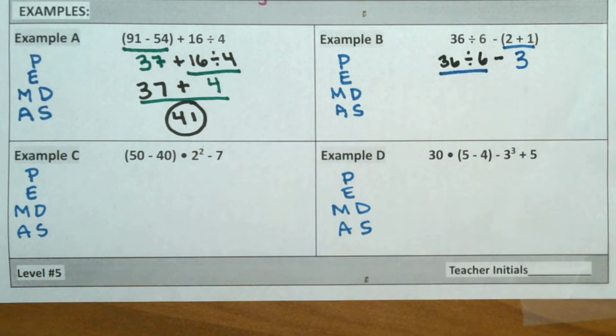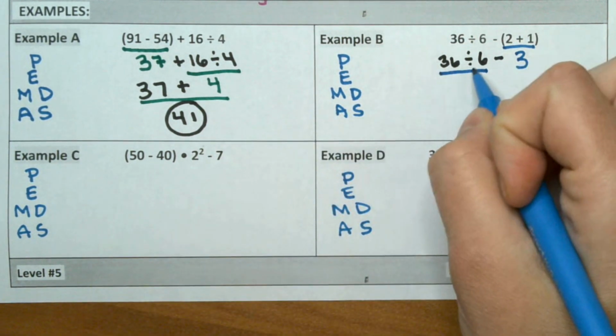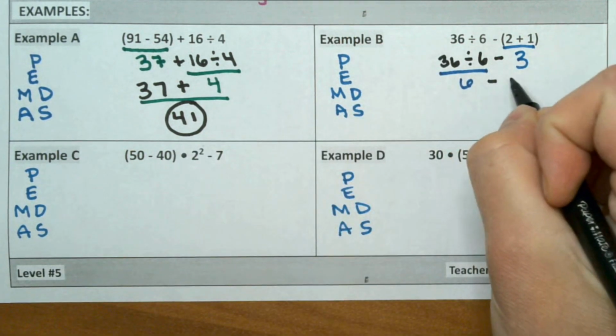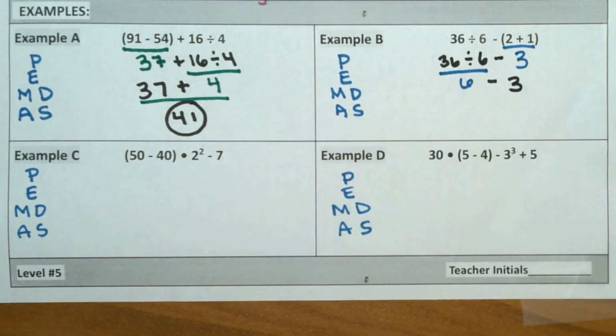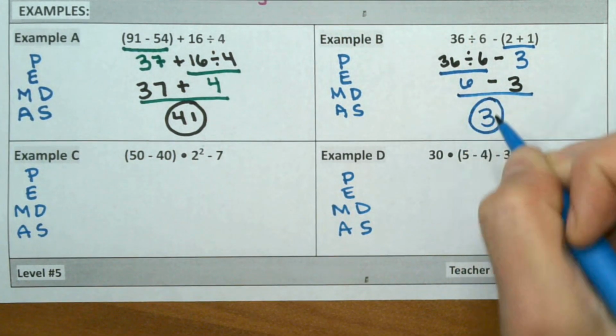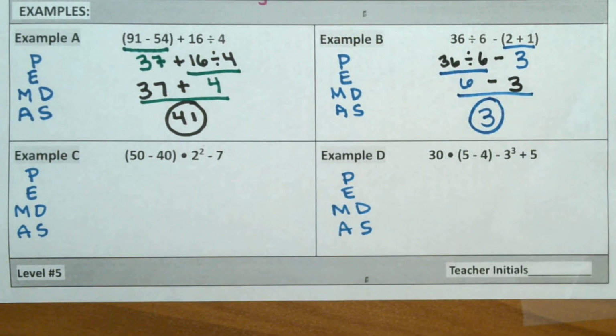Then division is more powerful than subtraction. 36 divided by 6 is 6. Bring down the minus 3. 6 minus 3 is 3. Check your work, fix any errors. Then I'm going to do example D with you, and you'll complete C on your own.